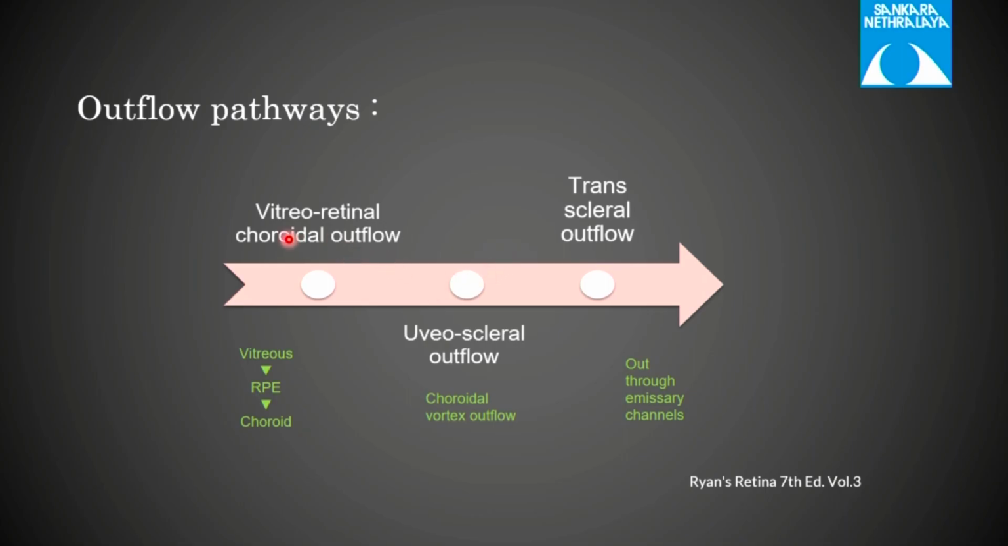First, any fluid in the vitreous or between the retinal layers is pumped into the RPE, and from the RPE by pump mechanisms, it enters the choroid. Then from the choroid, by the uveoscleral outflow, that is through the choroidal vortex veins, it exits to the sclera. Then through the emissary channels, it exits out of the eye.